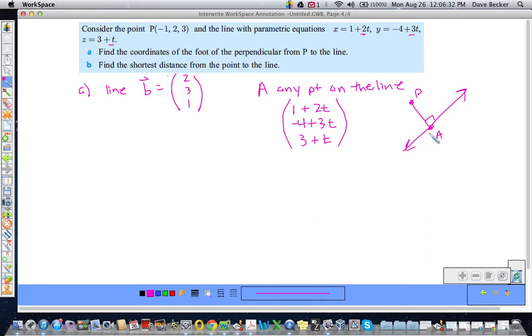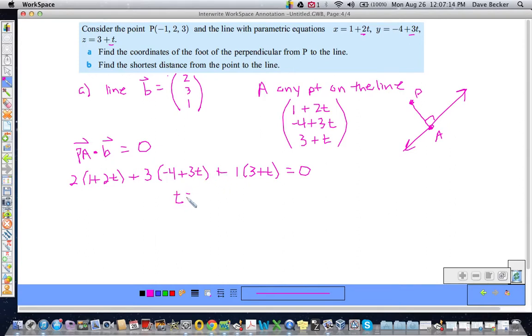Okay, now what? Well, don't we need PA dot B to be equal to 0 in order for them to be perpendicular? Two vectors are perpendicular if their dot product is 0. So let's rock and roll. So this dot that is going to be 2 times 1 plus 2t plus 3 times negative 4 plus 3t plus 1 times 3 plus t, and that must be equal to 0. Okay, so trust me when we solve that we get t equal to 1.